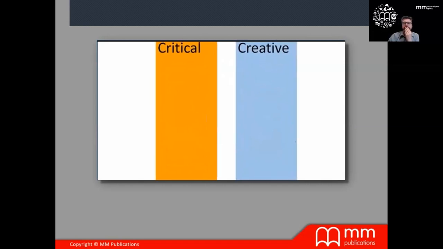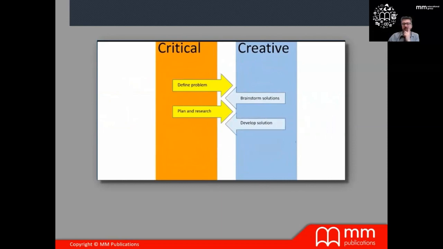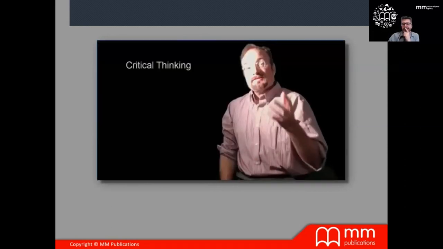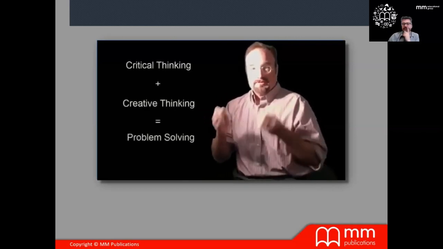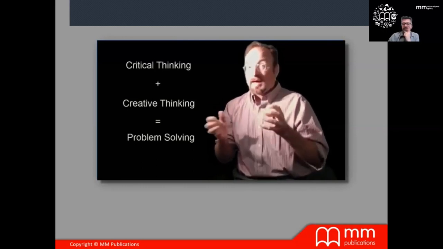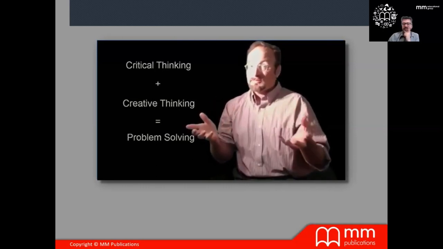They start on the critical side by defining the problems they need to solve. Then they move to the creative side, brainstorming solutions. Afterward, they plan and research their solution. Next, they develop the solution. Then they evaluate the solution, and finally improve upon it. I like to think of critical thinking and creative thinking as two pistons that drive the engine of problem solving. Students who are able to do both kinds of thinking back and forth are able to solve all kinds of problems.